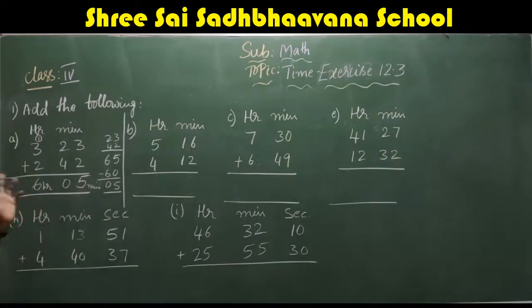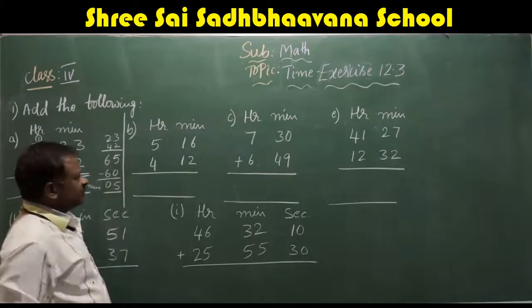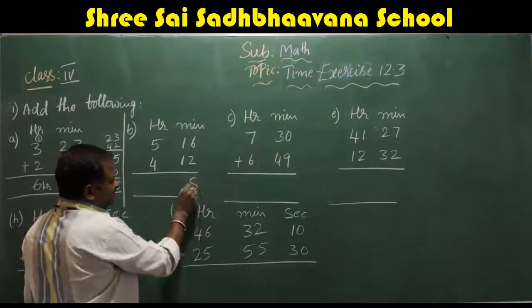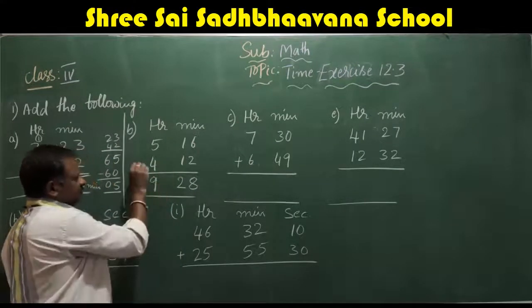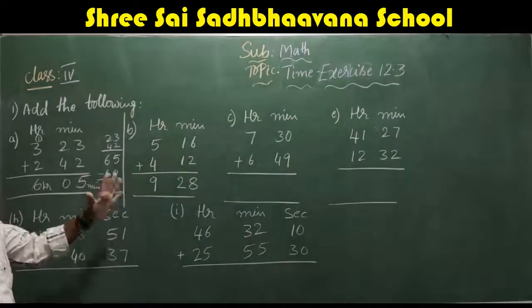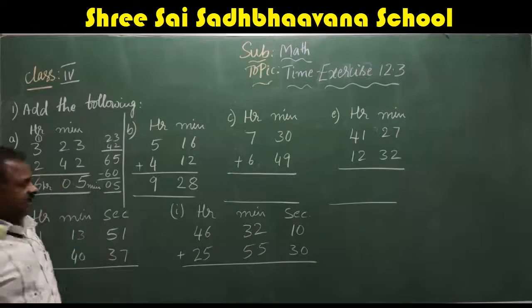Now I hope you understand this one. Come to here, add 6 plus 2, 8, 1 plus 1, 5 plus 4, 9. Here, no carry, nothing. Just add as it is. Next, come to here.